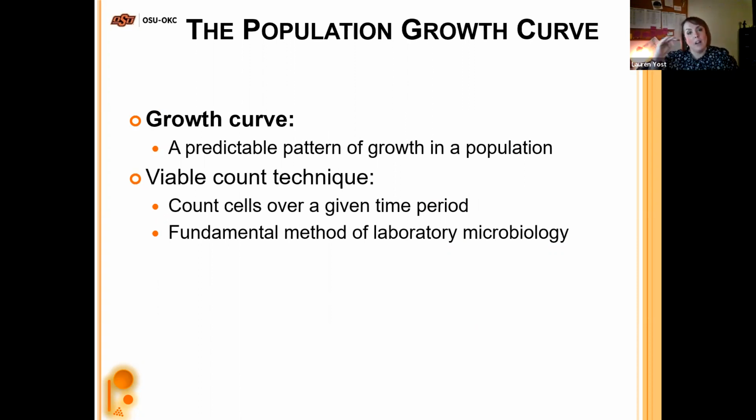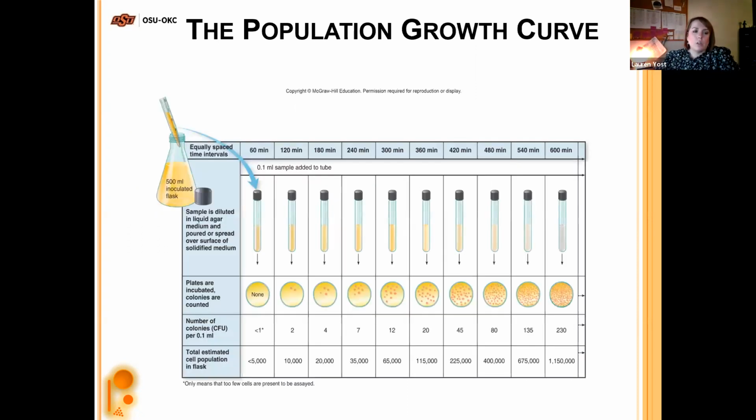We want a viable count technique though. If we want to know how many of them are growing, we need to know how many of those that we're counting are alive, not just like we look under a microscope to count cells and then we can't tell which ones are alive or dead, right? What if they're all dead? How would you know? So that's what we want, is a viable count technique. Count cells over a given period of time. That's live cells.